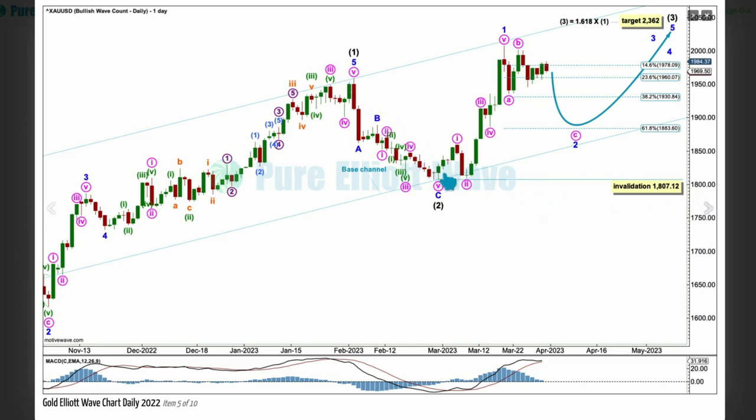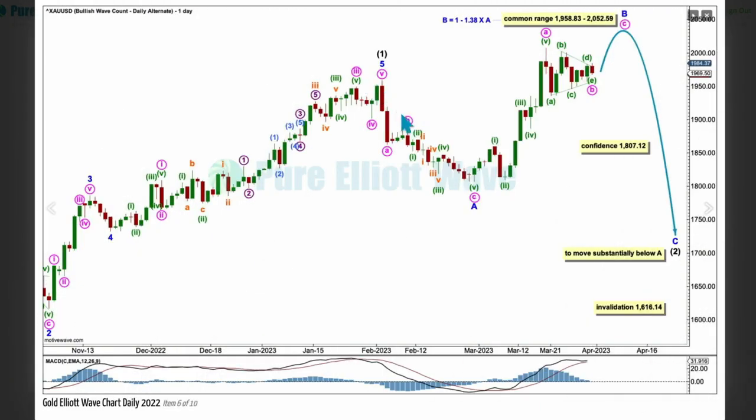Alternatively, if we move the degree of labelling in this zigzag down 1 degree, then that could only be wave A of an expanded flat for intermediate 2. It's possible intermediate 2 might not be complete. It may not move beyond the start of 1 below 1616.14. That's why that's the final invalidation point for the bullish wave count at this stage.